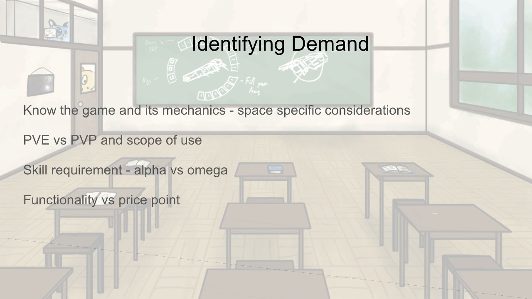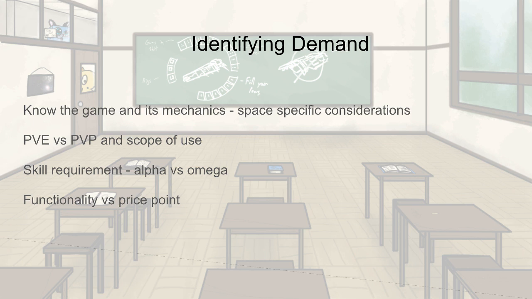Alright, next item I'm going to be going over is identifying demand. Throughout this lesson, we're going to be covering the supply and demand picture, and we're going to be addressing each item in its own little section. In order to identify demand, we have to know the game and its mechanics: how certain things work, how certain ships are fitted. You have to know that they exist and where they fit in the more general meta.